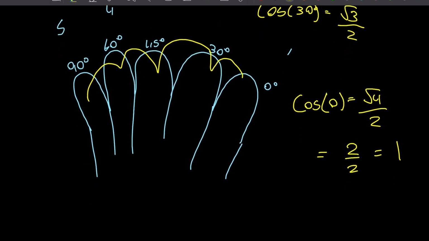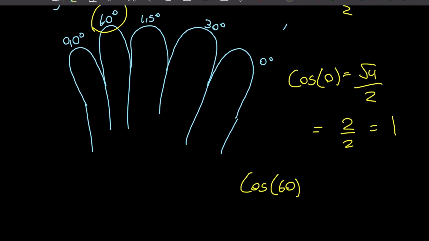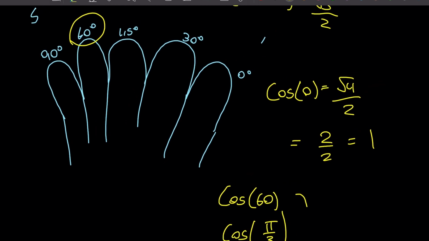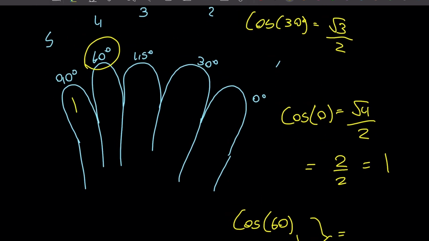And one last example I'm going to give. If you wanted to find cos of 60, and 60 could also just be cos of pi over 3. So you could also use it in radians as well. So don't just only think it's in degrees. Well, this is just equal to, look how many are to the left of this finger. So it's just 1. So we'll have root 1 over 2. And the square root of 1 is just 1. So we're just equal to a half.